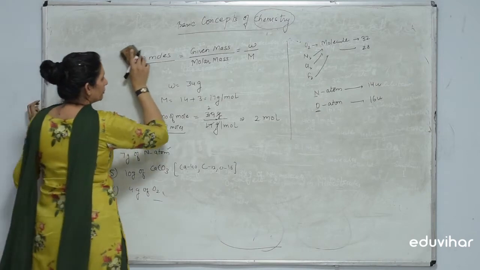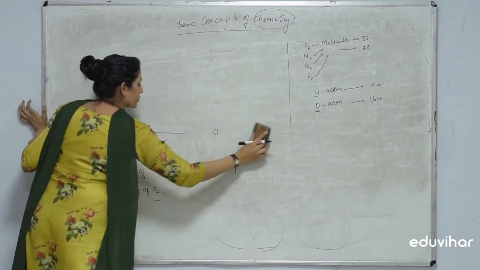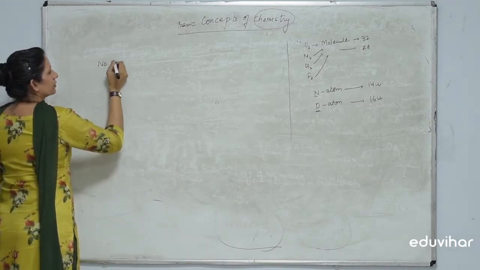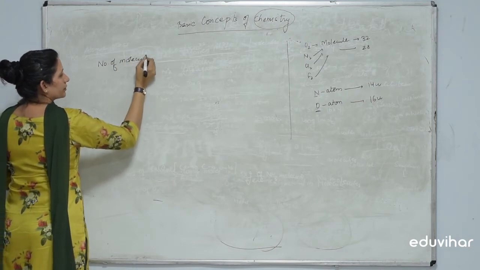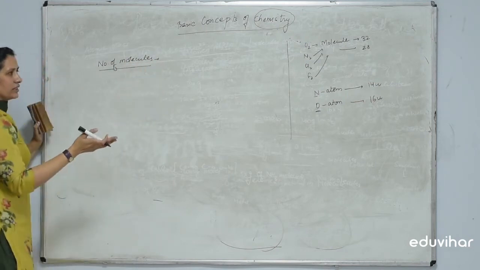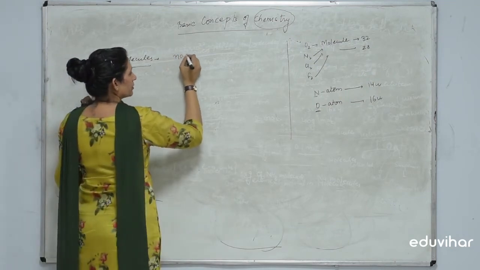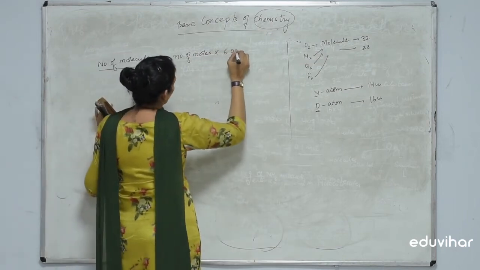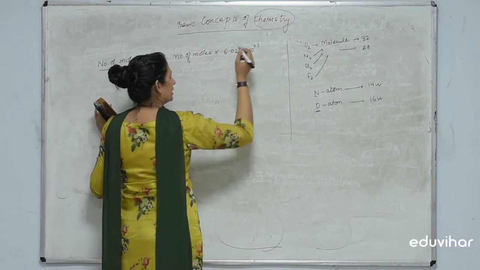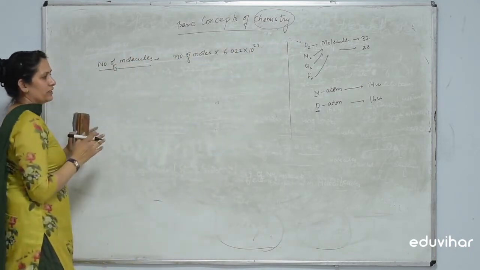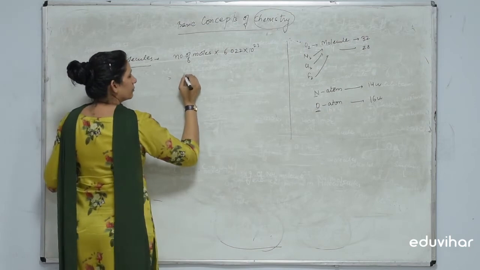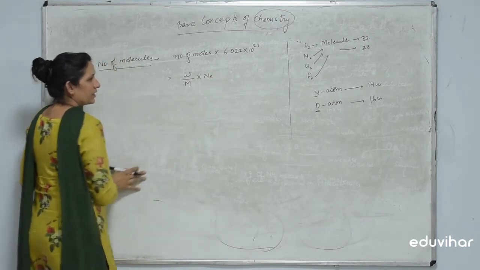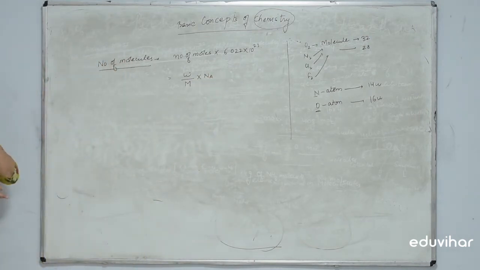Next we come to the number of molecules. Simply, I am giving the formula again: number of moles multiplied by 6.022 into 10 raised to power 23. That can be for ions and molecules, whatever we have. Again the number of moles is W upon M, and this is known as Avogadro number, that is Na. We can find out the number of molecules by this formula.